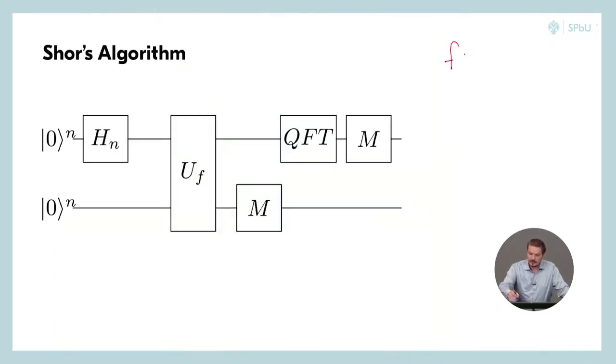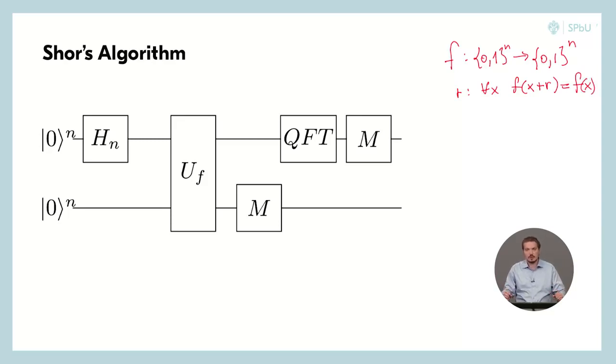We have all the tools in our pocket to proceed to the algorithm itself. So we have some function f, which maps n bit strings to n bit strings. We can have m here not equal to n, but really it does not matter, so we take n here, and this function has a period, some r, such that for any x, f of x plus r equals f of x. And we need to search for this period.